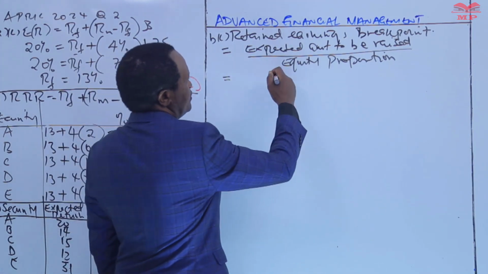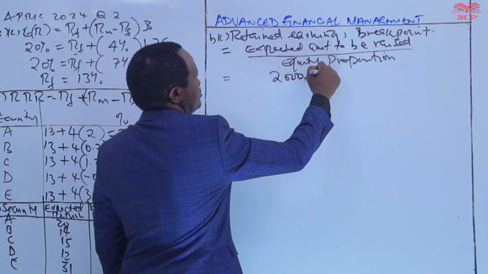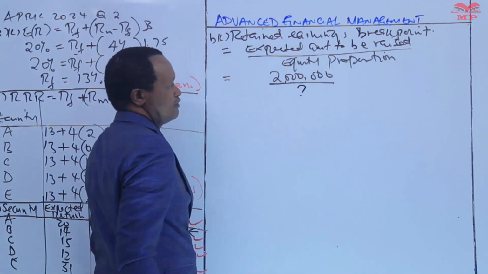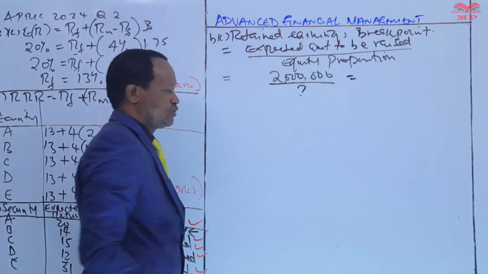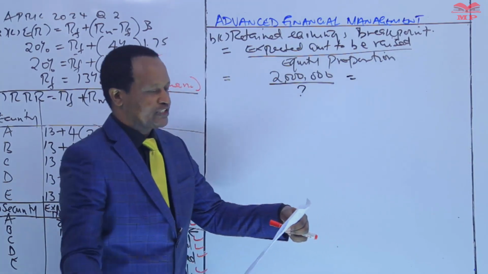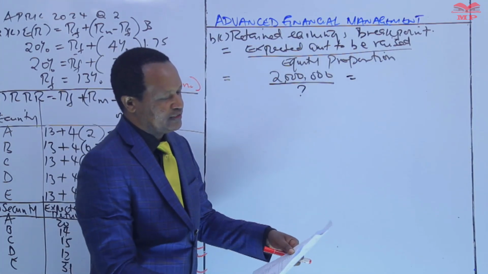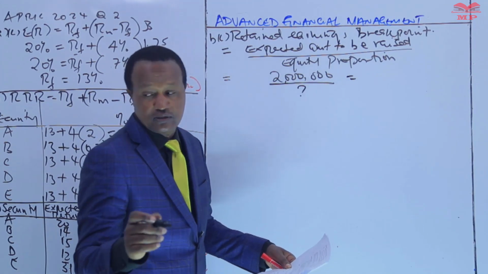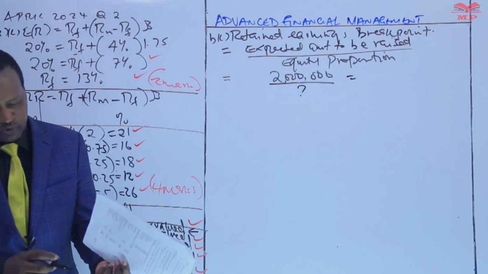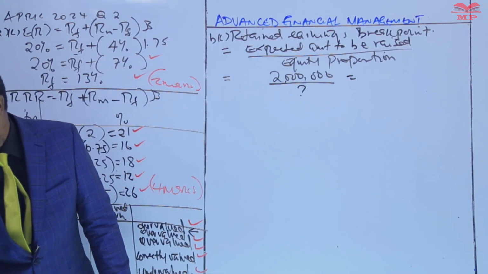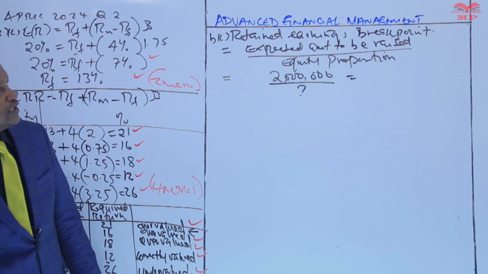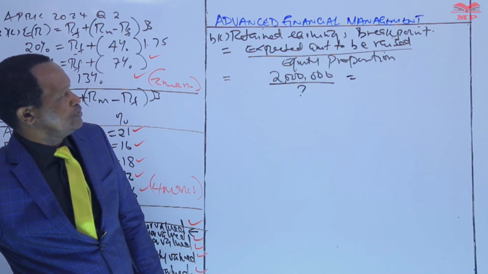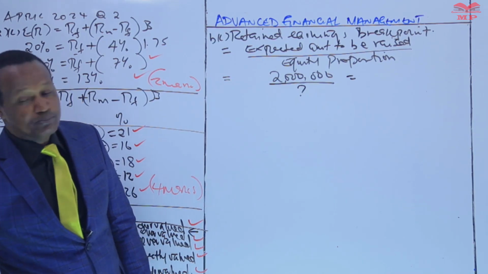So we have the 2 million, then we divide by the equity proportion, which we do not have. So we need to determine the equity proportion by looking at the capital structure. Do you understand? Are we moving together? Is there any question up to that point? The retained earnings breakpoint is calculated by dividing the expected amount to be raised, which is 2 million, by the equity proportion.